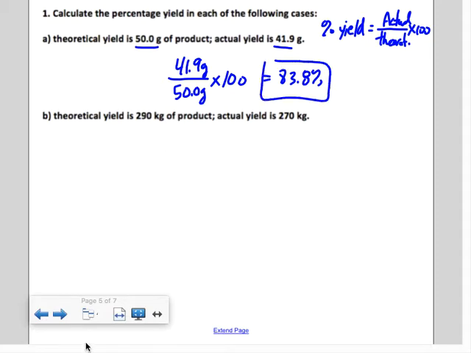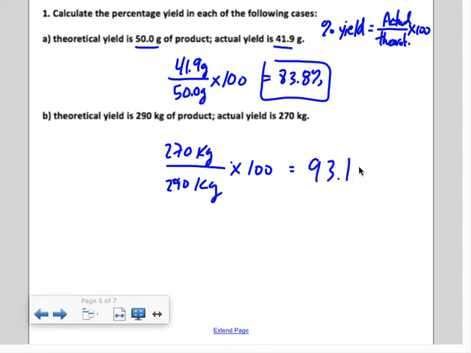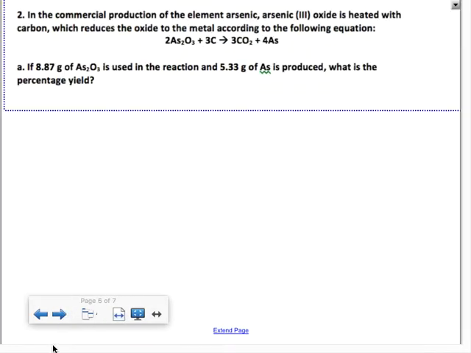Theoretical yield is 290 kilograms of a product. Actual yield is 270. Again, you take your actual divided by your theoretical. 270 kilograms divided by 290 kilograms times 100. So you punch this in your calculator, you get around 93.1%. Pretty simple stuff here. Moving on.